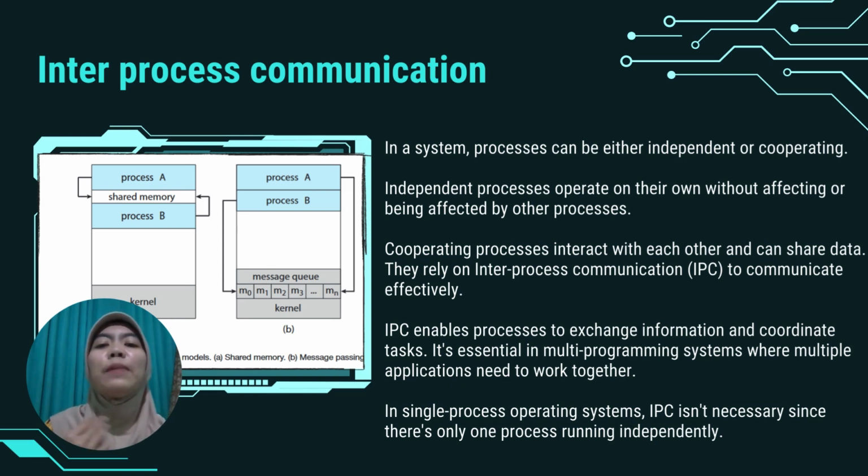And about the IPC mechanism, IPC involves two main mechanisms: shared memory and message passing. In the shared memory model, processes share a common region of memory to exchange data and communicate. And in the message passing model, processes communicate by sending messages to each other, facilitated by the operating system kernel. And we will talk about shared memory and message passing.